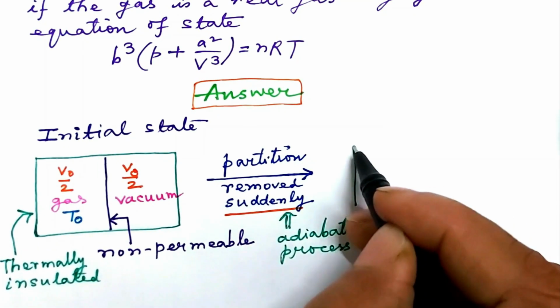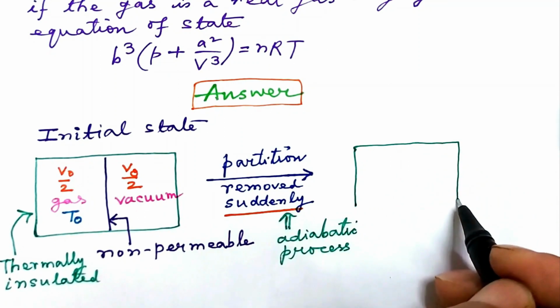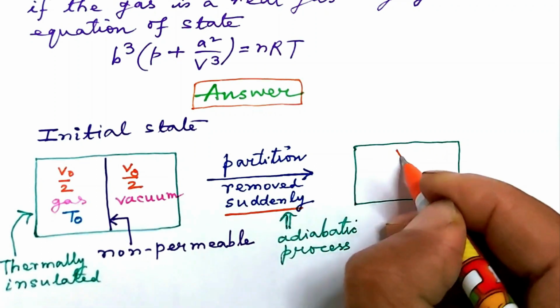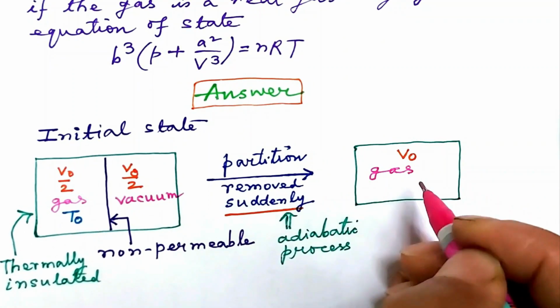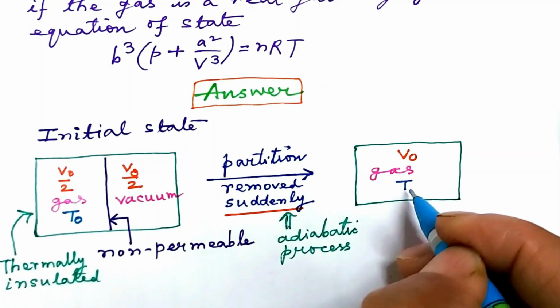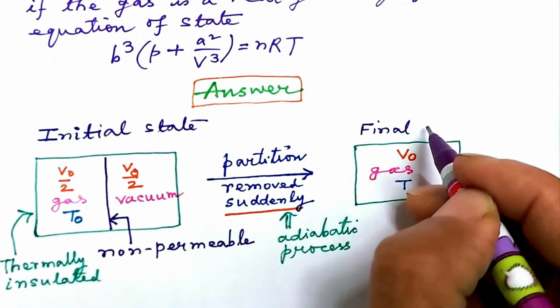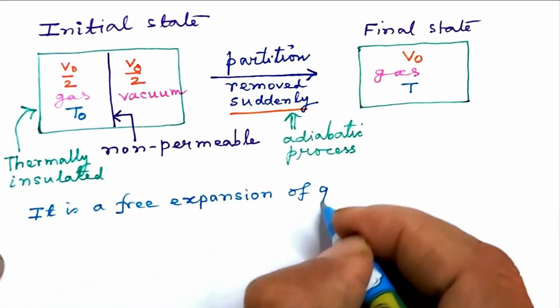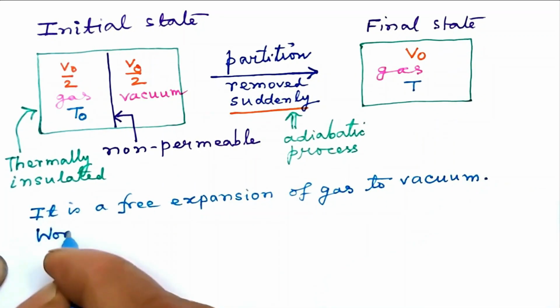Upon removal, the gas that was earlier confined to the left half would rush and occupy the entire container volume. So the volume of gas is now V0. Suppose the temperature of the gas in this final state is T. So this diagram represents the final state. It is a free expansion of gas to vacuum.